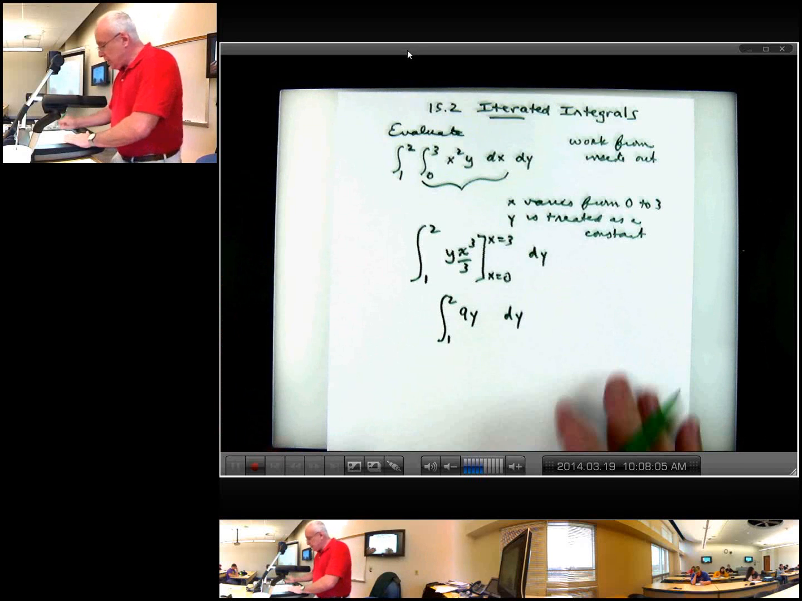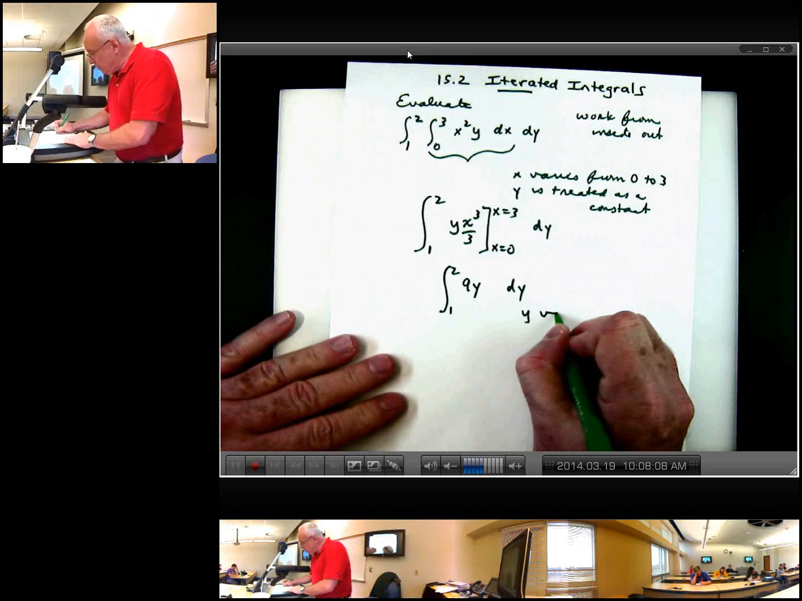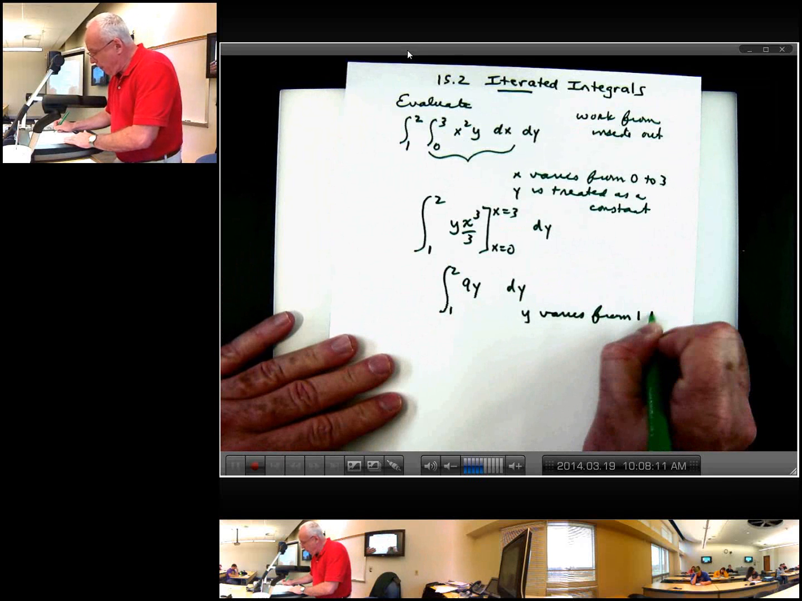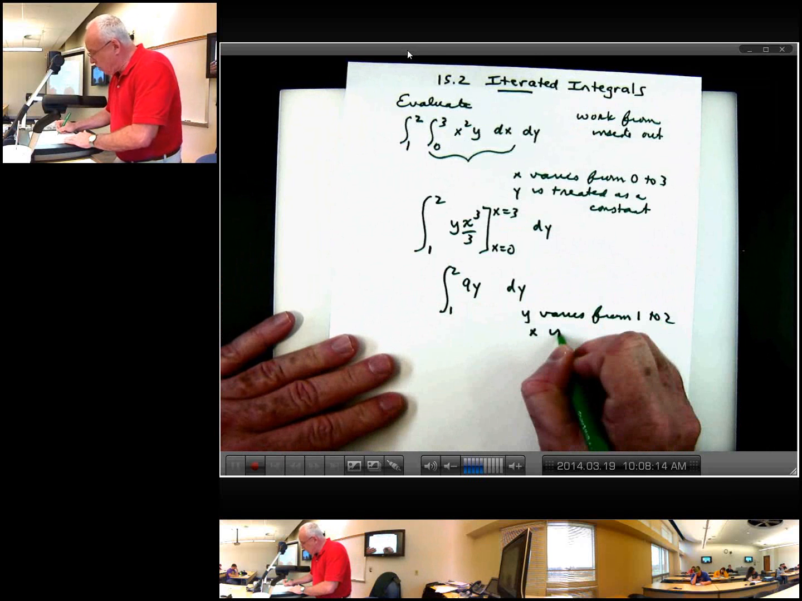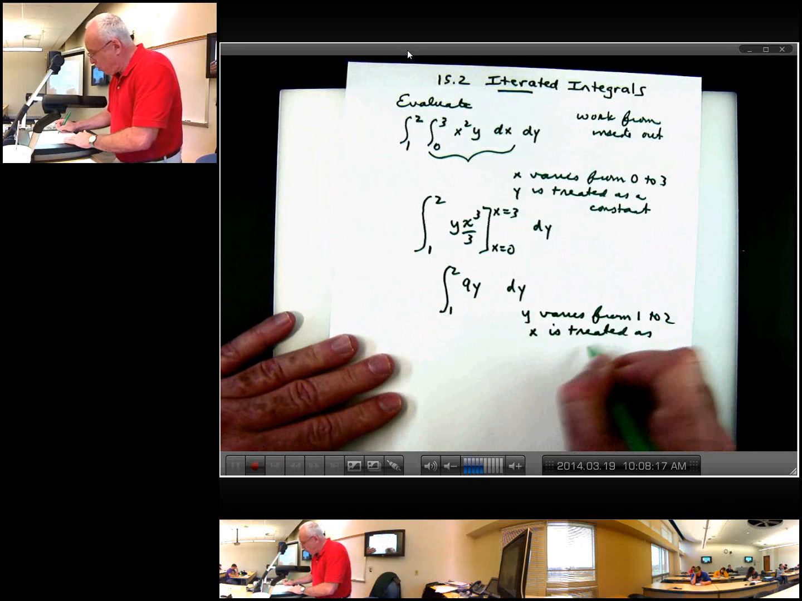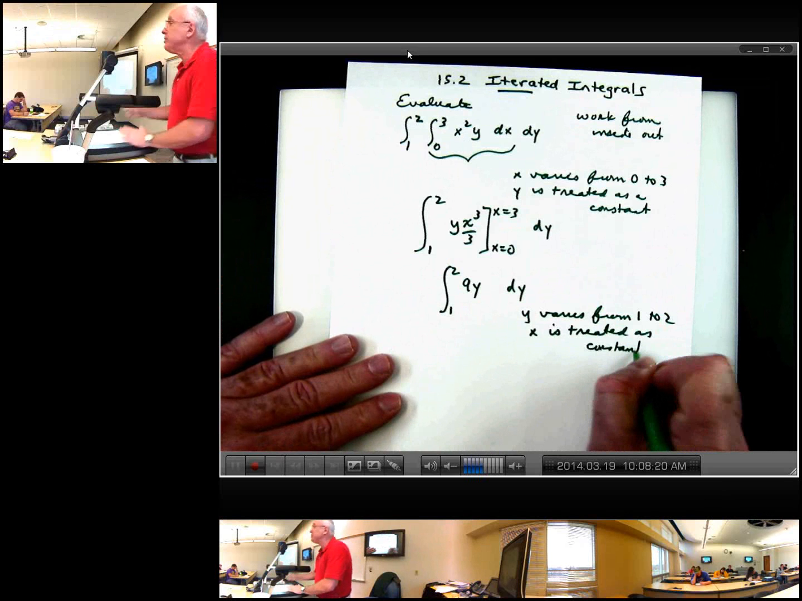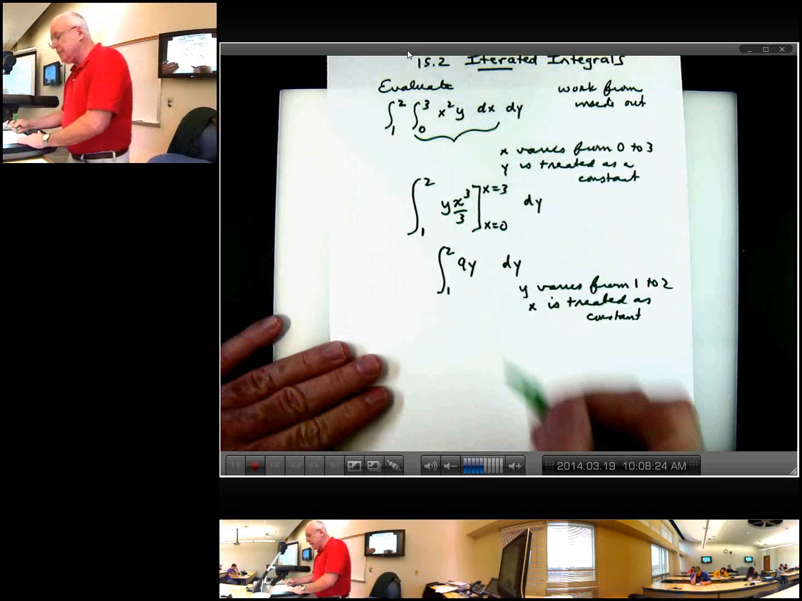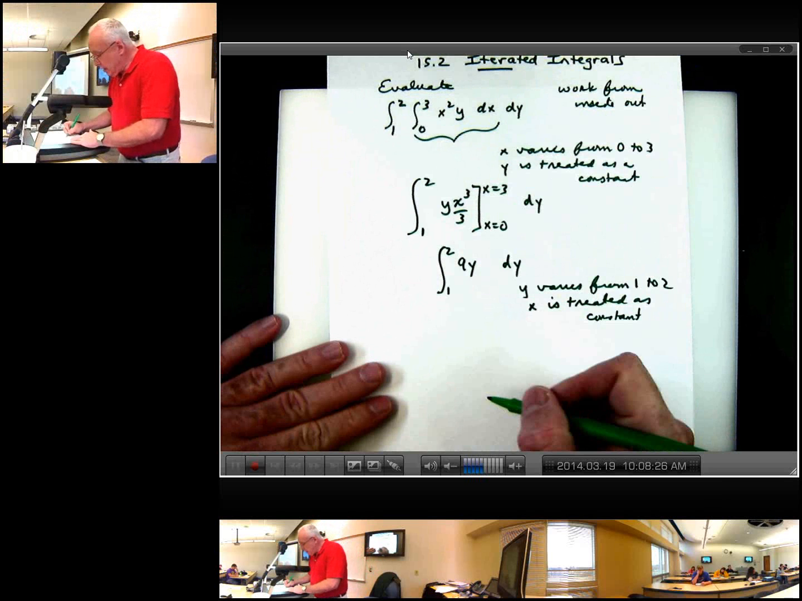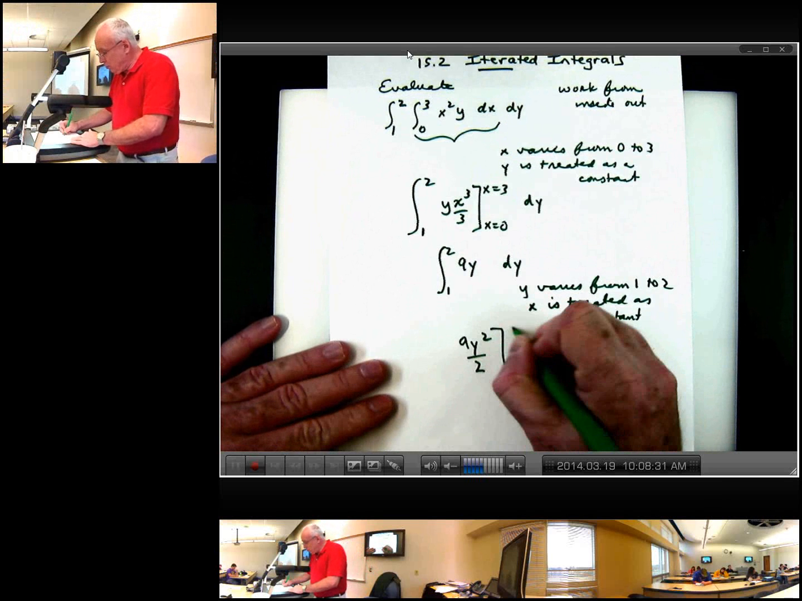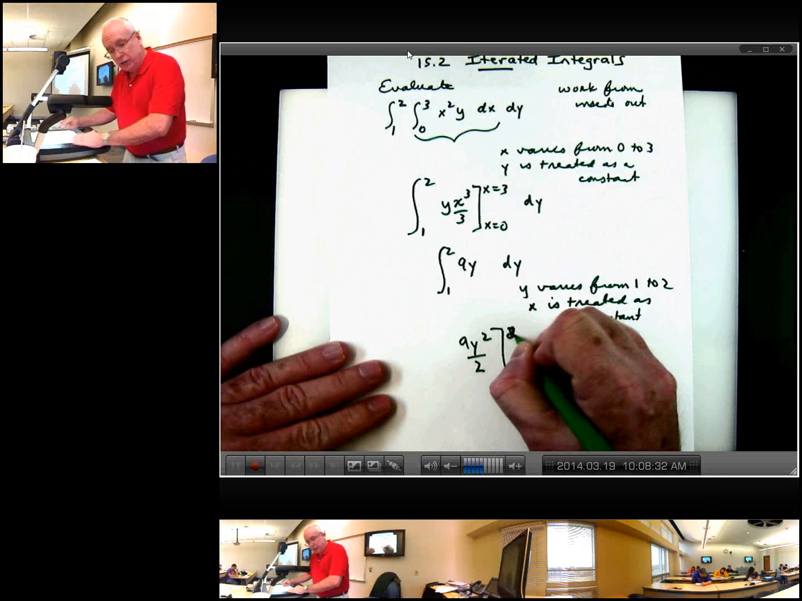And now this time, y varies from 1 to 2. x is now treated as a constant. Of course, in this case, guess what? There isn't any x, so we don't even have to worry about that. We get the antiderivative of 9y, that's 9y squared over 2, and then we're evaluating it from 1 to 2.